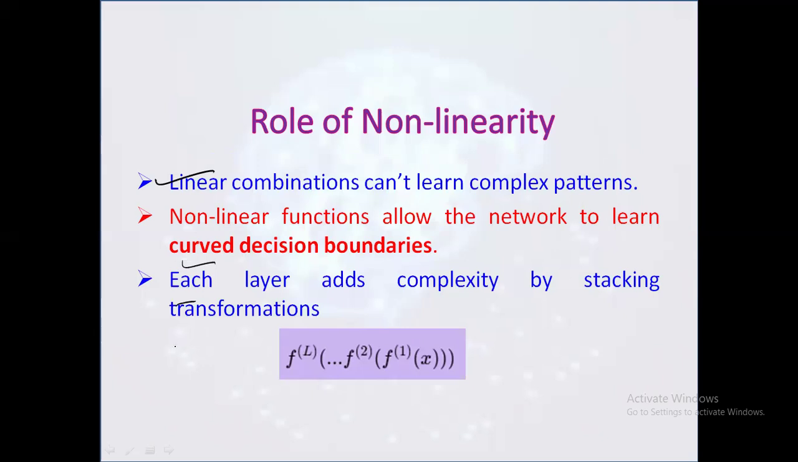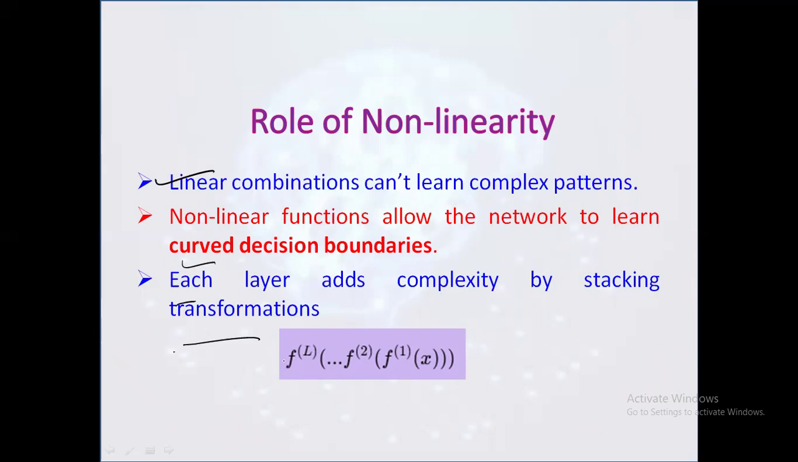Each layer adds complexity by stacking the transformations, f_L, ..., f2, f1 of x, like that. The depth of the network allows it to perform many transformations in sequence. Each layer processes the output of the previous one, creating a hierarchical feature extractor that can learn complex functions step by step.